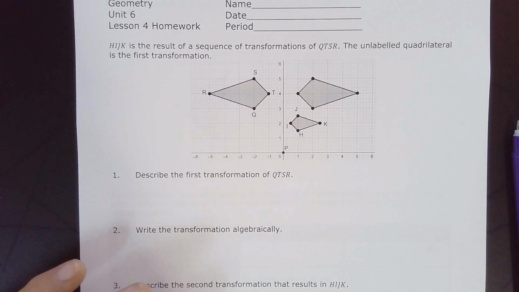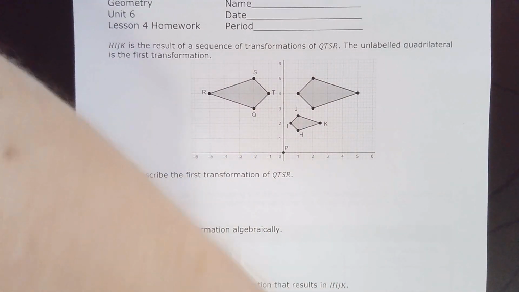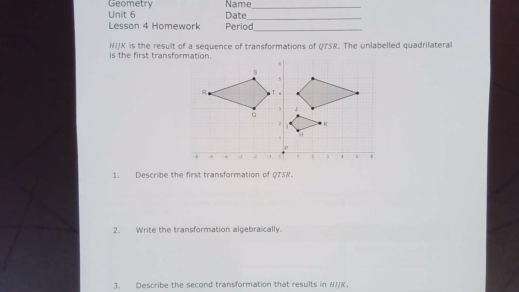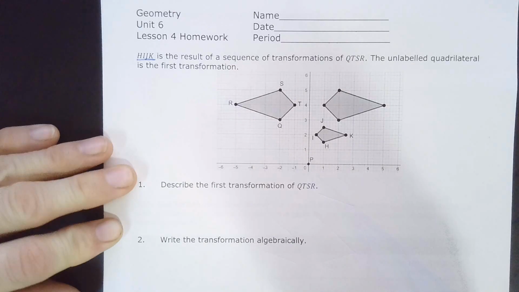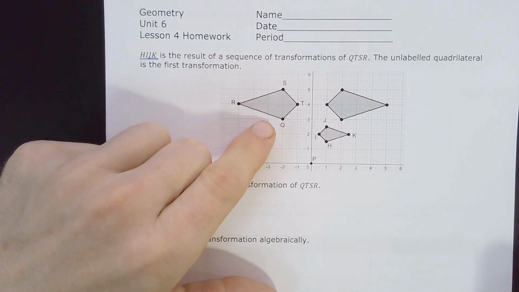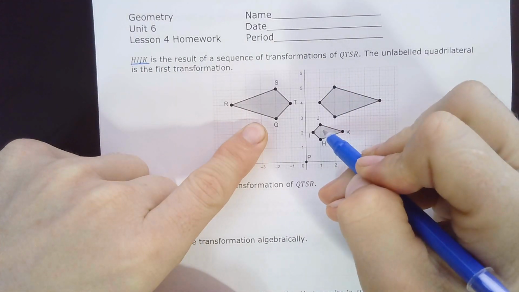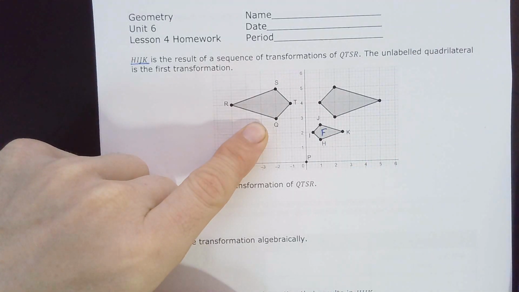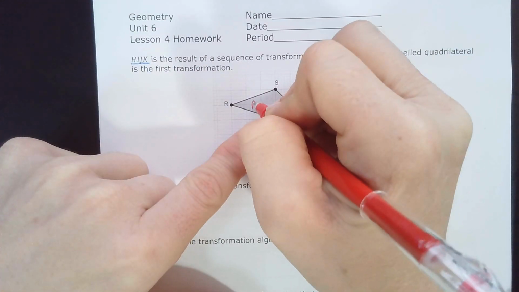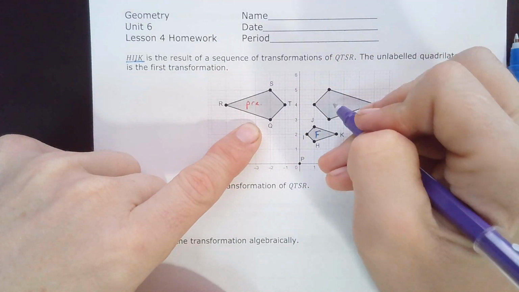All right, so here is some work from the homework assignments that I use as examples that closely mirror your practice examples. We're going to work through this one. So we have HGK as a result of some transformations of QTSR. So this is the final image after 2 transformations, and this is the initial image. This is the pre-image, and this one's like the intermediate image.